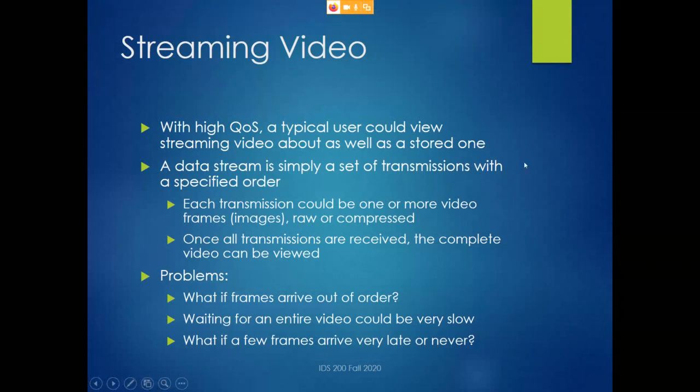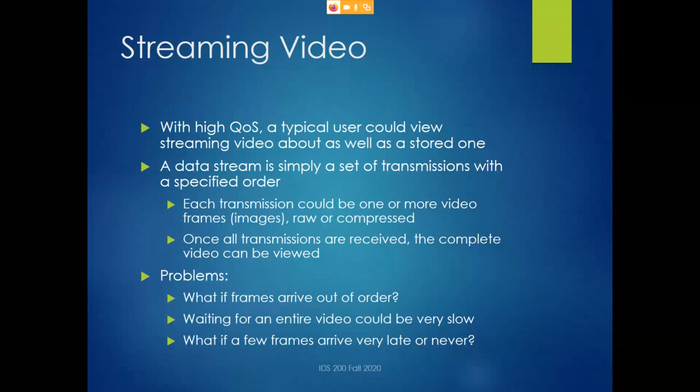Now, what is a data stream? Well, it's a set of transmissions with a specified order. And in the case of a video, you have a bunch of different frames. So if you're showing some video that's 24 frames per second, then for every 1 second of video, there's going to be 24 images that get flashed onto the screen, and probably some sort of associated audio stream as well.